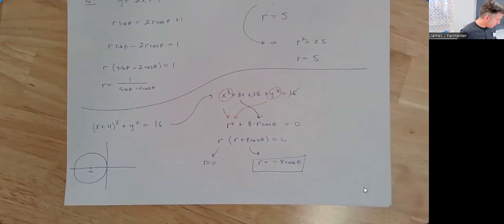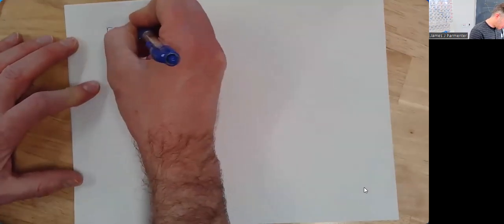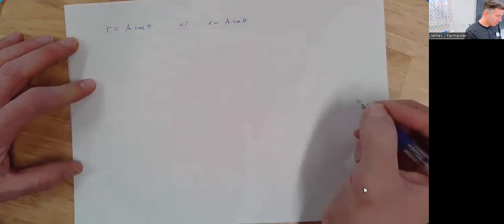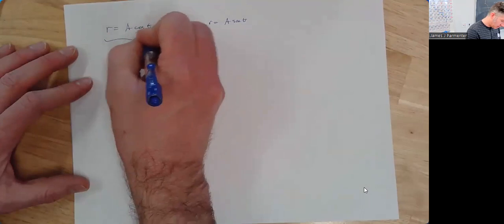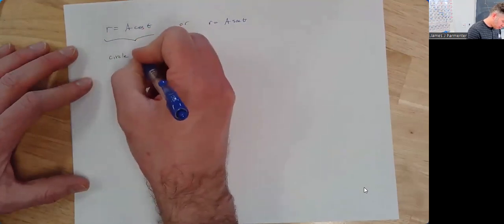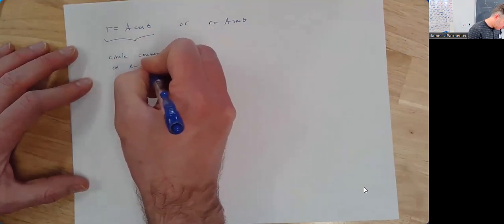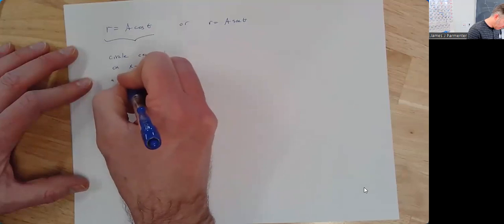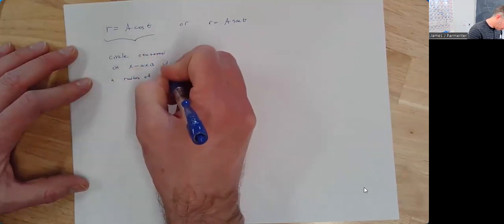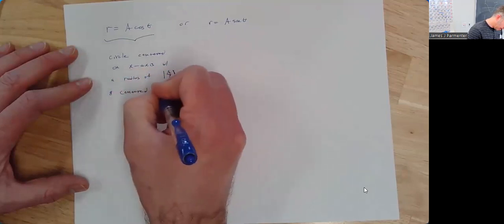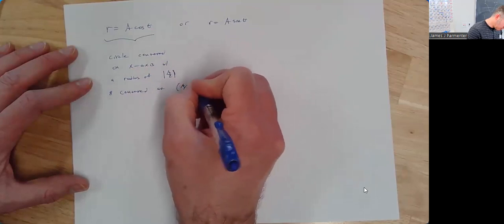What's super cool is that this is generally true. If you're ever graphing r equal to some multiple a of cosine theta or r equal to some multiple of sine theta, you're going to get a circle centered on the x-axis with a radius of the absolute value of a over 2, centered at a over 2 comma 0.